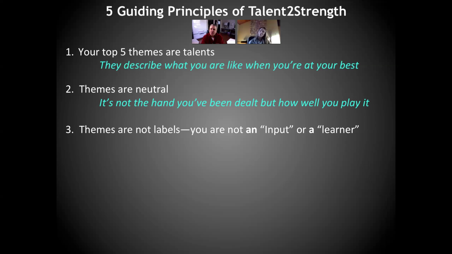So these 34 themes in StrengthsFinder are constructs, and I don't want people to get stuck with the label. That's why I bring up this point. Instead, they're resources that you draw from to be at your best. They're resources, they're qualities, they're not concrete things. Does that make sense?